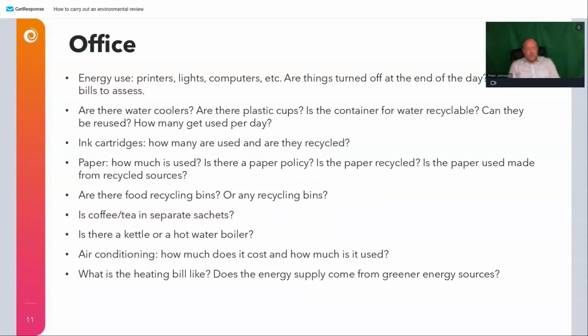Could you put sensors on the windows? Because we've all walked into offices where on a hot day, half of the office open the window and the other half turn the air conditioning as low as it can possibly go. And I don't know about you, but I've never seen an air conditioner that can actually cool down outside. And by opening the window, that's all you're asking it to do. So could you consider that? And what are your heating bills like? And where does the energy come from? So there's some of the areas that I would be looking for personally if I was conducting the review of an office environment.